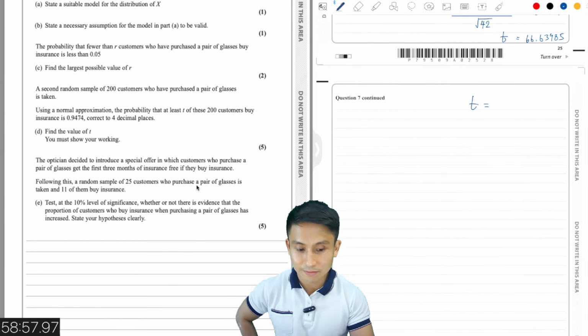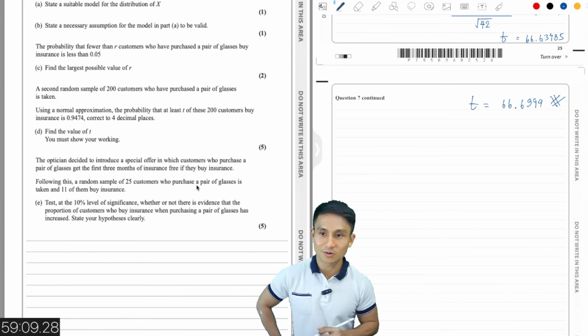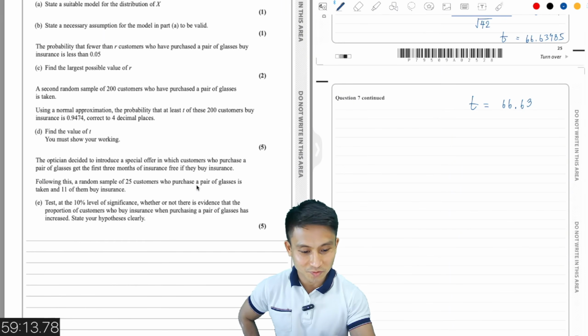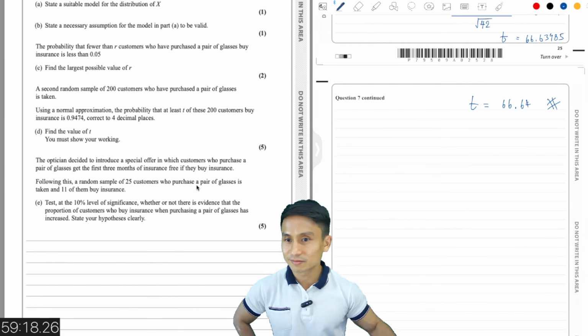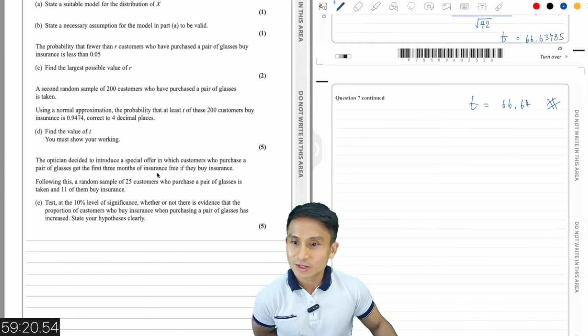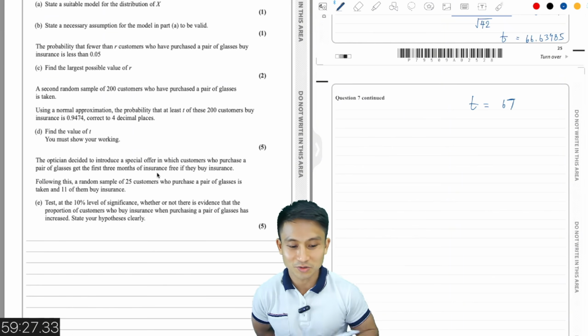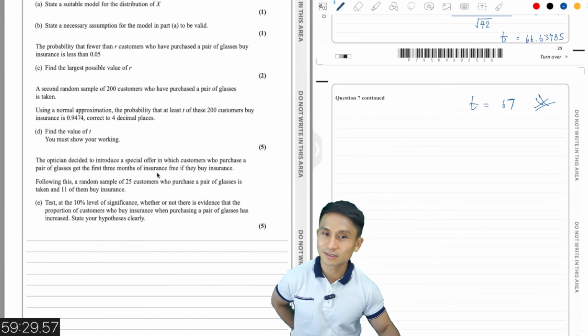So t equals 66.6399 to 4 decimal places, so that's quite long. Yep, that's correct to 4 decimal places. So we're just going to do maybe 4 significant figures. At least t of these customers, well, let's round to an integer, that makes more sense. So 67 customers. Okay.